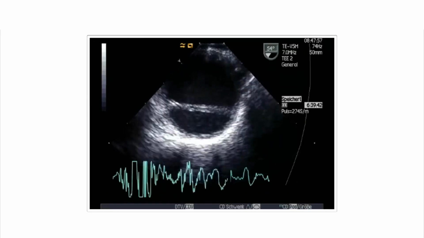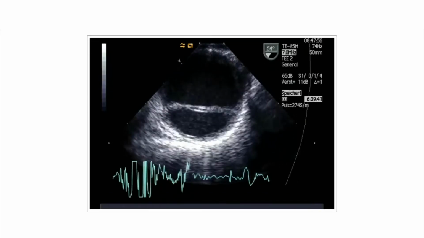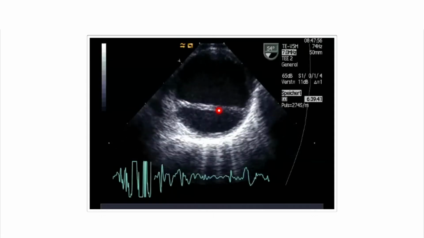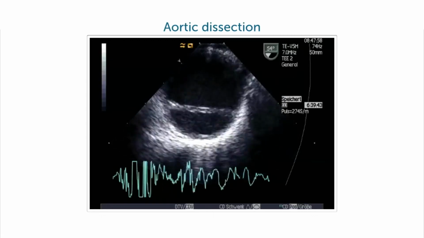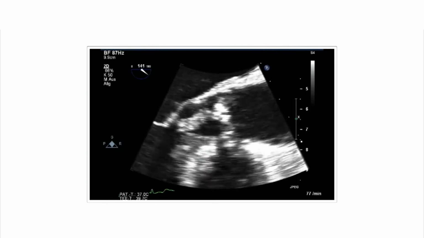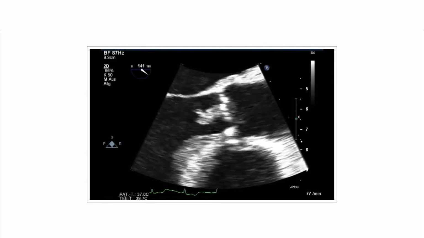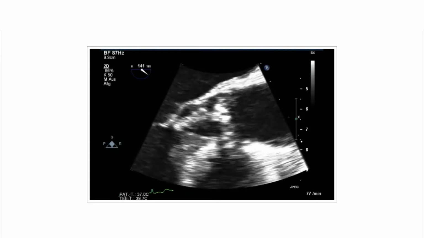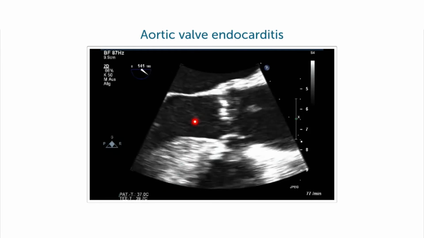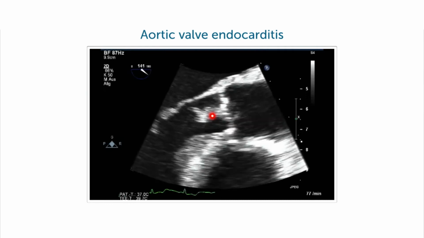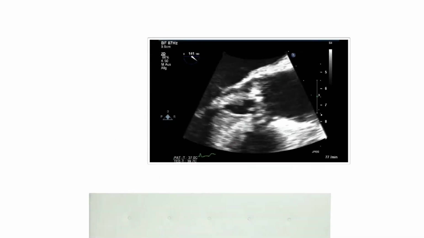This is another advantage. We can see the aorta. A beautiful example of aortic dissection. And one of the major advantages of TE is to diagnose vegetations, in other words, endocarditis. This is a large mobile structure on a calcified aortic valve. TE has greatly expanded our diagnostic potential of diagnosing endocarditis.